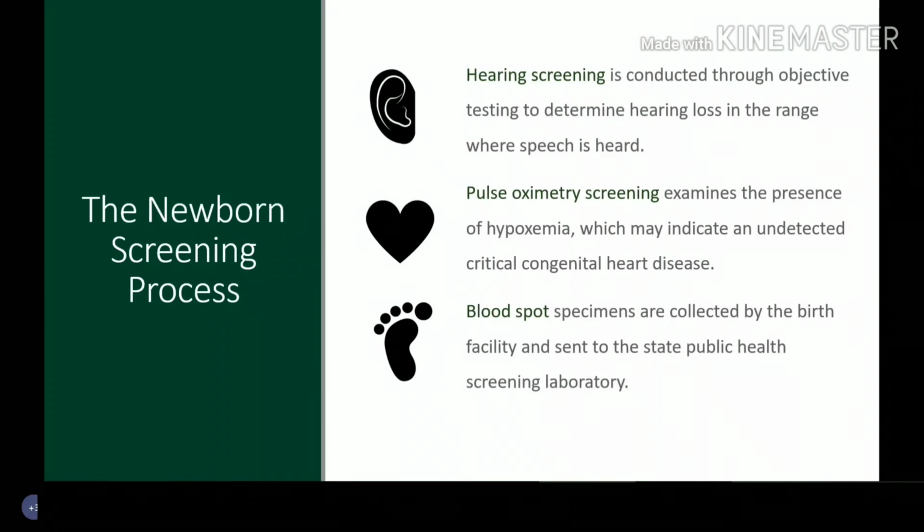And finally, the blood spot portion. The blood spot portion is the oldest of the newborn screens, and again is the one that I think most physicians tend to think of when they think of newborn screening. This portion analyzes a small amount of blood taken from the infant's heel shortly after birth. This blood is spotted onto special filter paper and sent to a public health lab for analysis. Next slide, please.